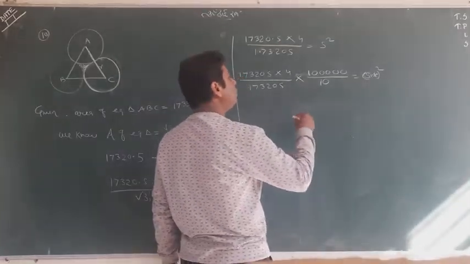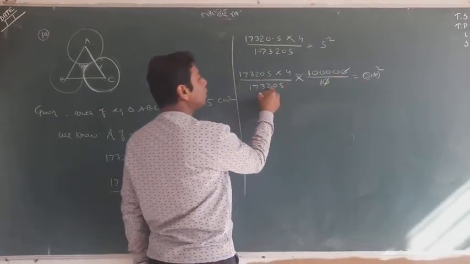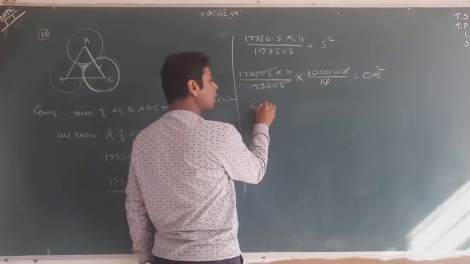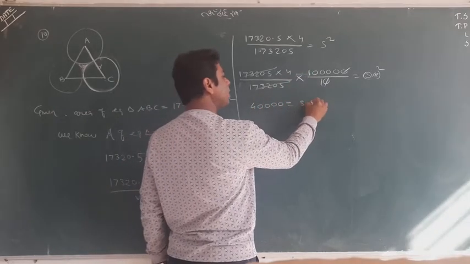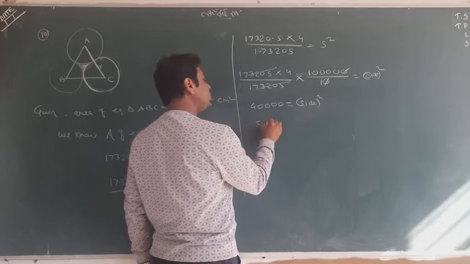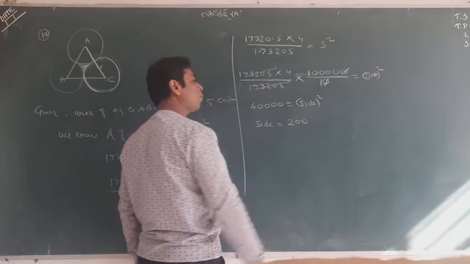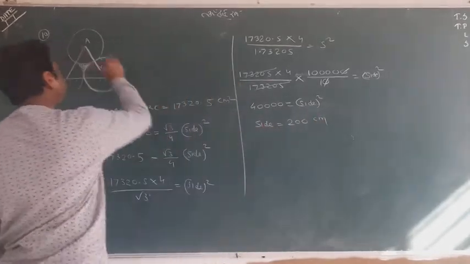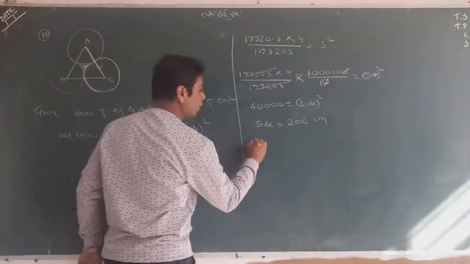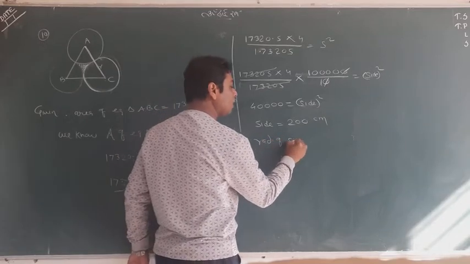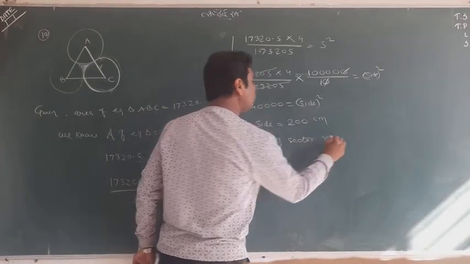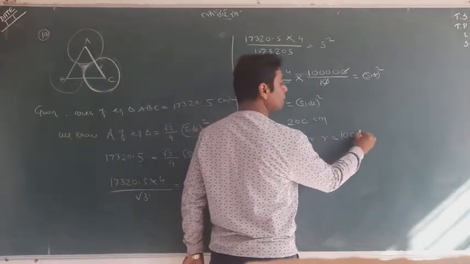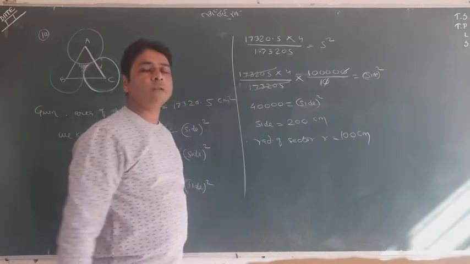Now how can we do it? These 2 portions cancel completely, and 4 into 1 gives 40,000, so side square is 40,000, and side is equal to the square root of 40,000, which is 200 centimeter. This is the whole side, and the radius of each sector will be half of the whole side, meaning 100 centimeter. So easily we have got the radius.